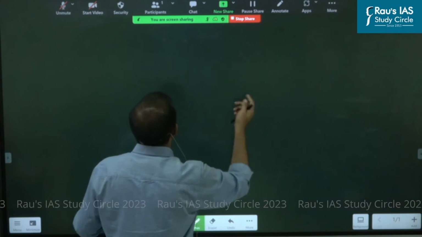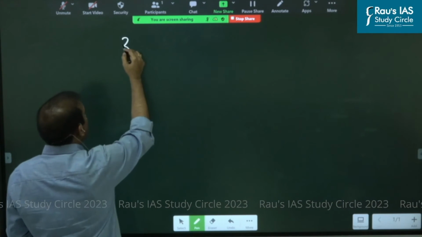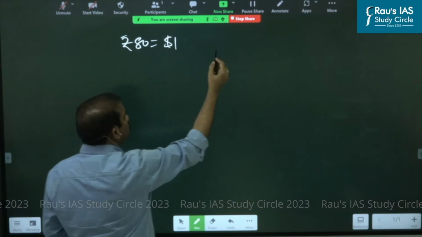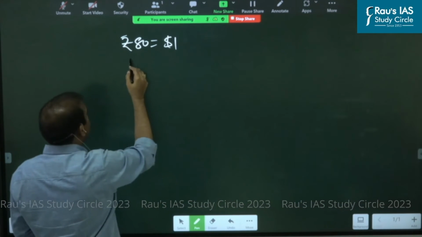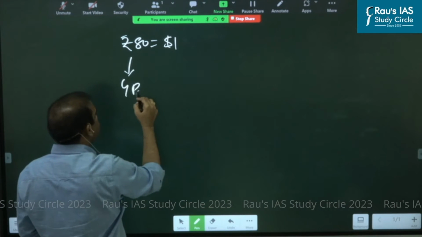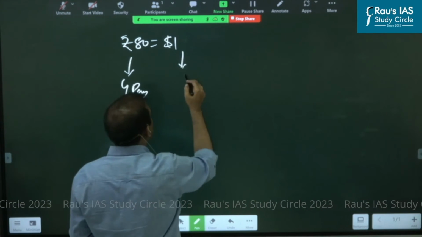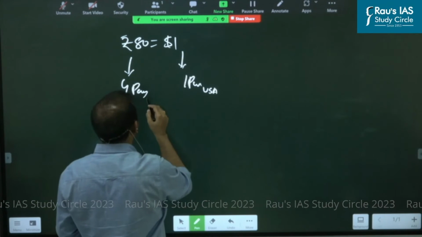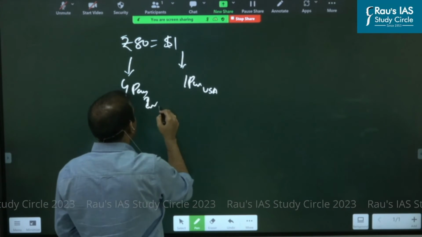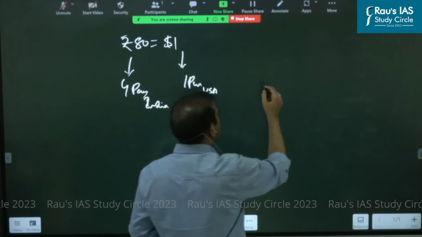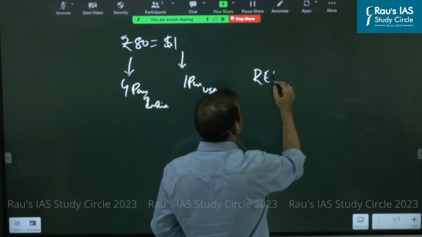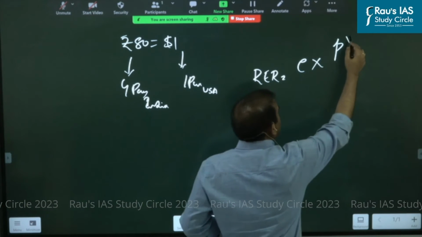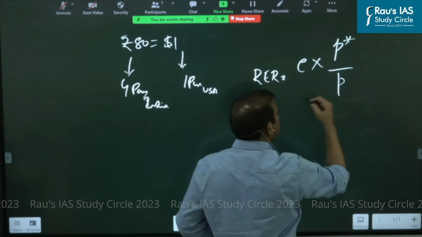So now let's look at the same scenario. 80 rupees is fetching you a dollar, or a dollar fetches you 80 rupees. And in India, this 80 rupees can buy you 4 pens. And the dollar in USA could buy only 1 pen of USA, one basket of goods of USA. Got it? I'm just simply using the same logic. So now, how did we compute the real exchange rate? It's E, the normal exchange rate, multiplied by P star divided by P.